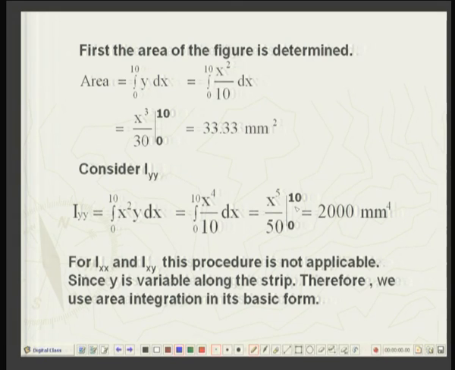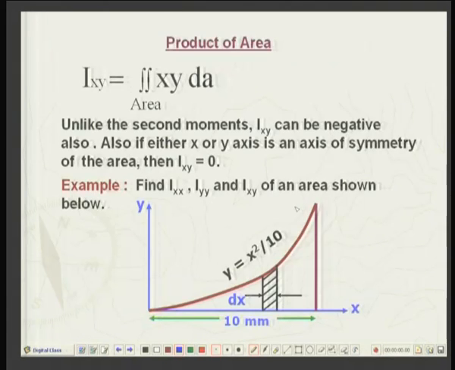First of all, let us find out what is the area itself for this curve. You can easily see that if I take a very thin strip, although it is shown a bit thick, actually it is a very small thickness, dx is a very small quantity. So, it is a thin strip going from the base to the intersection with this curve. So, the area of this shaded strip will be the height times the width dx.